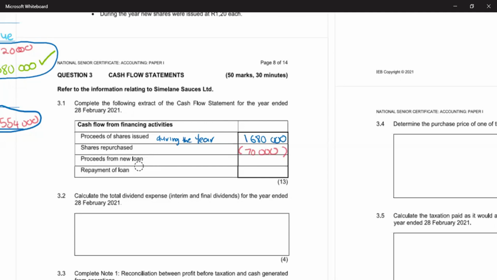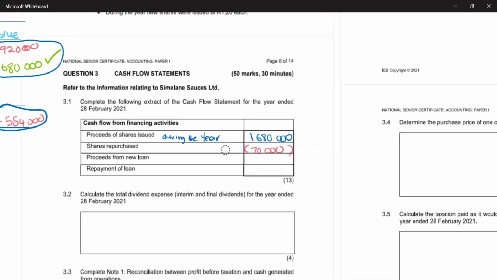This is the additional loan that we took, as well as repayment of loan. So let us see the information relating to loans, and let's see how we can calculate these two amounts. Most importantly, when it comes to your repayment of loan, you are interested in that amount that excludes interest.